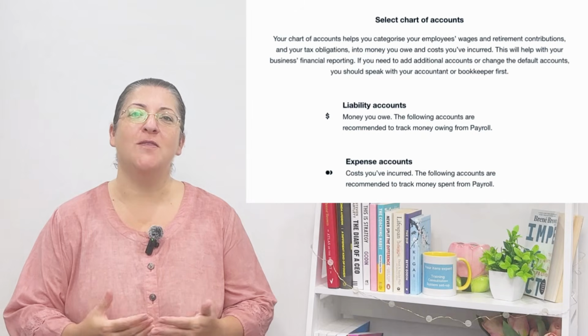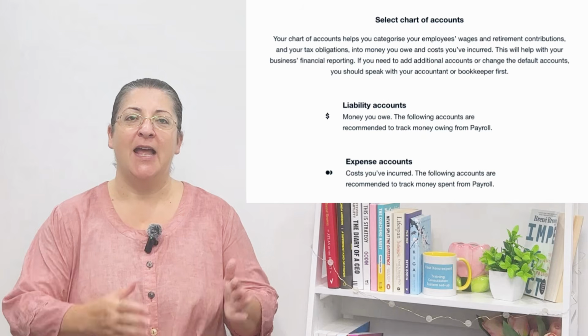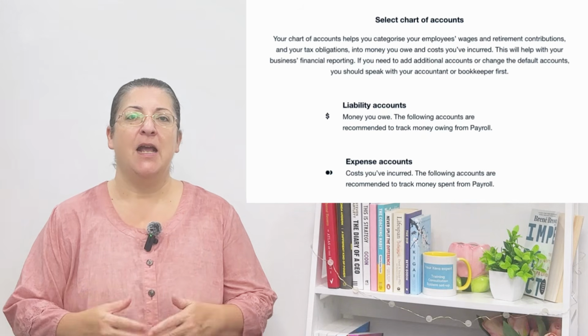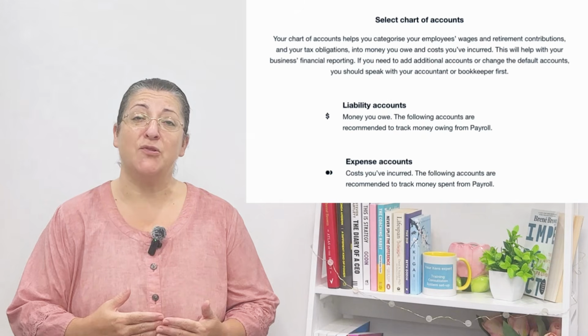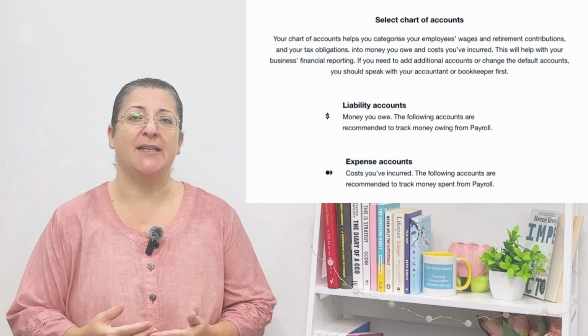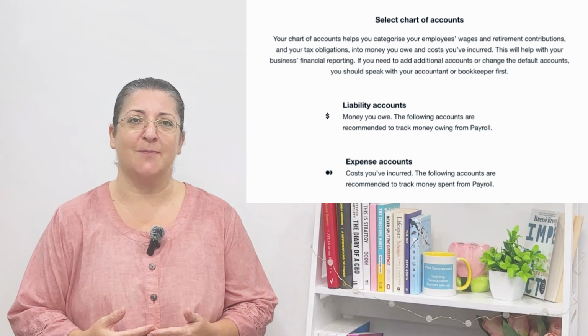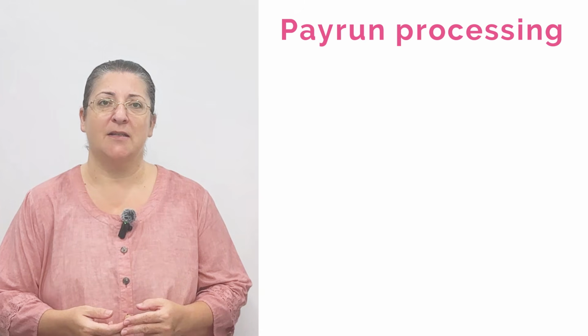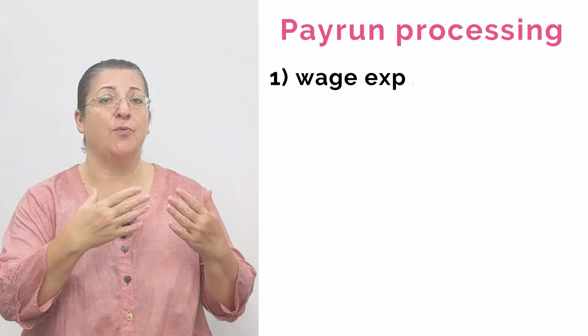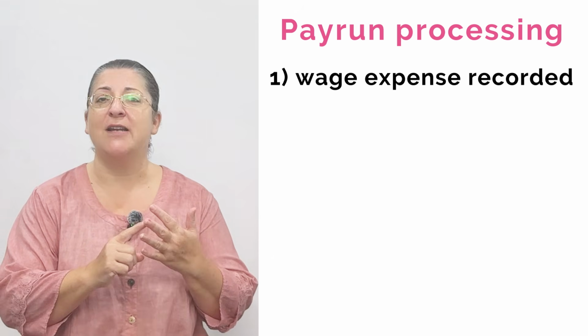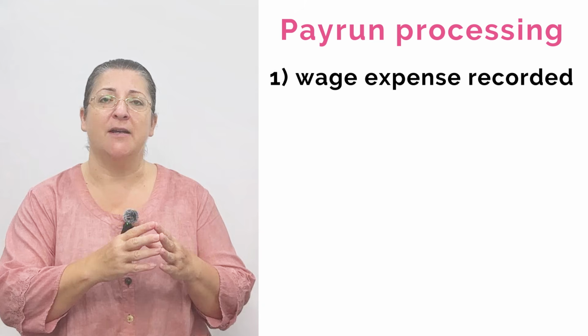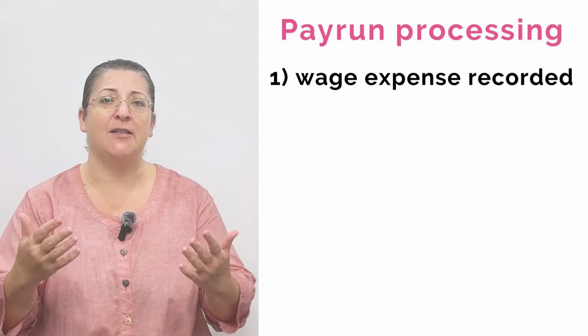Now we move to the most important distinction in payroll accounting: expense versus liability. This is the most commonly misunderstood concept in payroll, and one of the biggest reasons people end up with duplicated wage expenses in their profit and loss statement. When you process a pay run in Xero, two things happen simultaneously in your accounts. First, Xero records the wage expense. This is the cost to the business: the wages, superannuation, and related payroll costs. These appear in your profit and loss statement for that period.